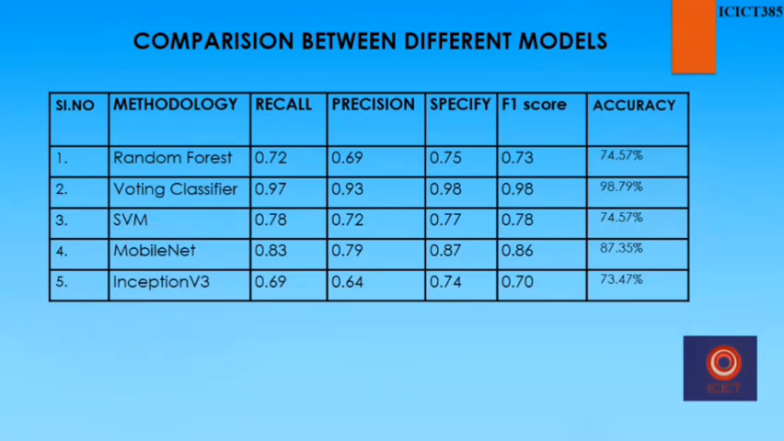As we see in SVM, support vector machine, accuracy is 74.57, with recall 0.78, precision 0.72, specificity 0.77, and F1 0.78. MobileNet obtained 87.35, with recall 0.83, precision 0.79, specificity 0.87, and F1 score 0.86. As we see in Inception V3, it has an accuracy of 73.47, with recall 0.69, precision 0.64, specificity 0.74, and F1 score 0.70.